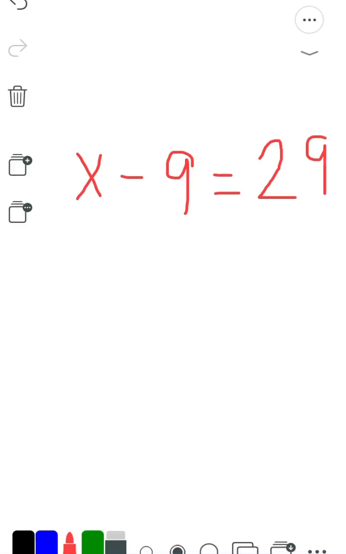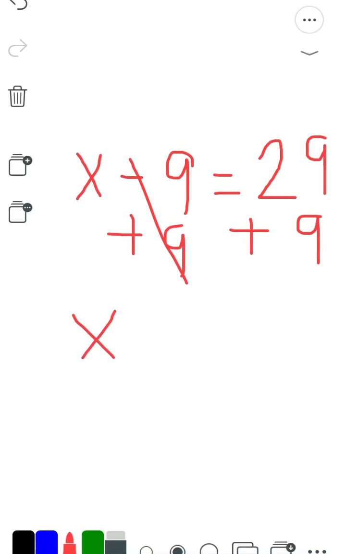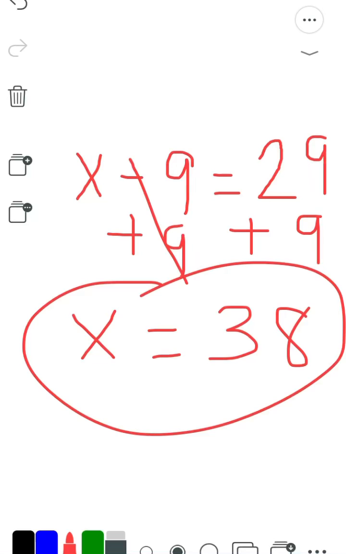So we need to get rid of the 9 to leave the X alone. So we're gonna add 9, which will equal 0 on the X side. And we add 9 to the 29. And once we do that, X will equal 38.